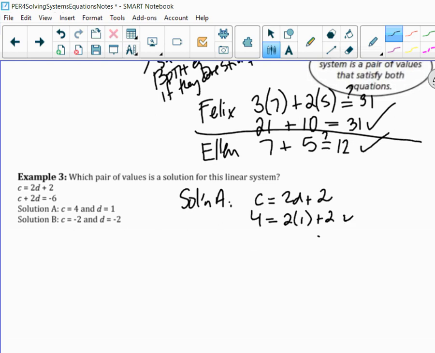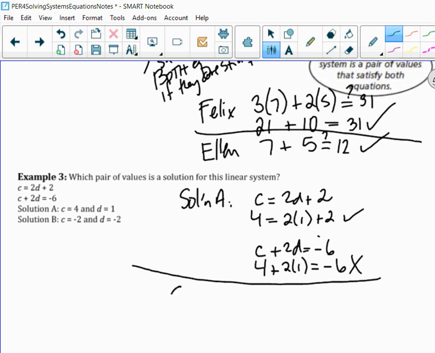Okay, but you have to check both. It's not just one. So now we've got to check C plus 2D equals -6. That is 4 plus 2 times 1 equals -6. Did that work? No. You see how sometimes it works for one but doesn't work for the other? This is key. When you check your answers, you have to check both.